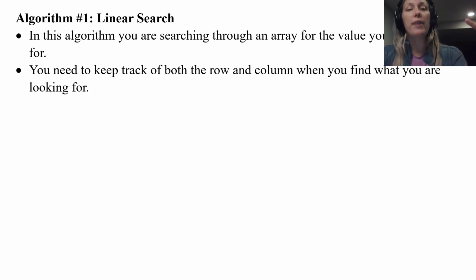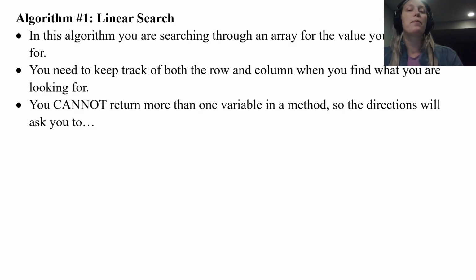So when you look through a value, in a one-dimensional array, we had to keep track of the index, but in the 2D array, we have to keep track of both the row and column index. Okay? So if we want to see if there's a value we are searching for, we have to keep track of two things to represent the location of it. Now, because you have to keep track of two things, and if you want to know the location of it, you can't return more than one variable in a method.